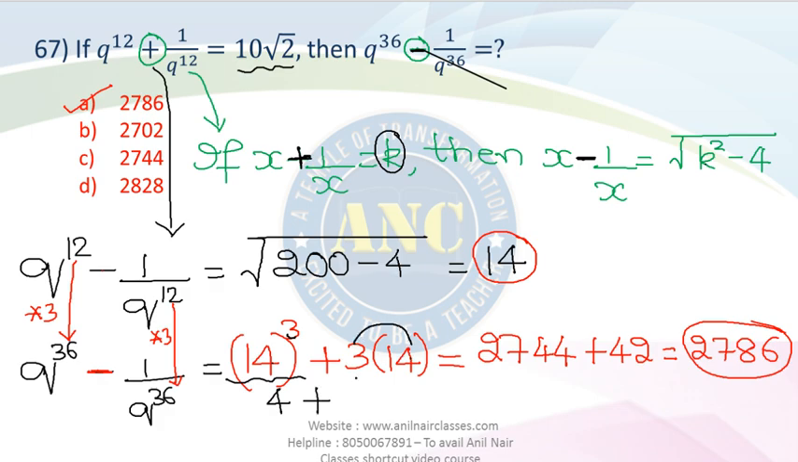4 into 3 is nothing but 12. Unit digit of the second number is 2. That means the unit digit in the answer should be 6. There is only one option having the unit digit 6. Sir, what if there is another option having the unit digit 6? Then you should know the value of 14 cube.